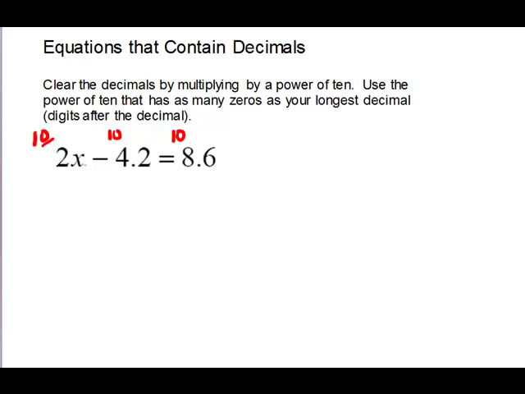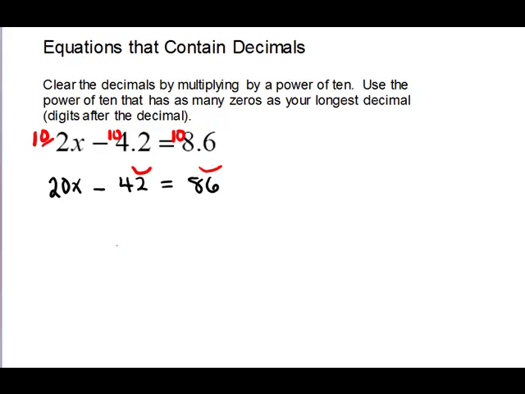So this will give us 20, or you can do just 10 times 2. That's 20x minus, and this will give us 42 equals 86. Now we have an equation without decimals. So we're going to isolate the x term. We need to get rid of the 42 first.